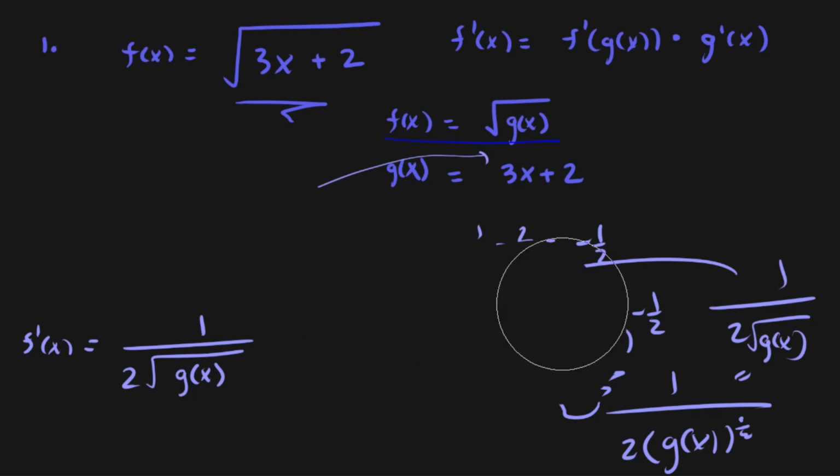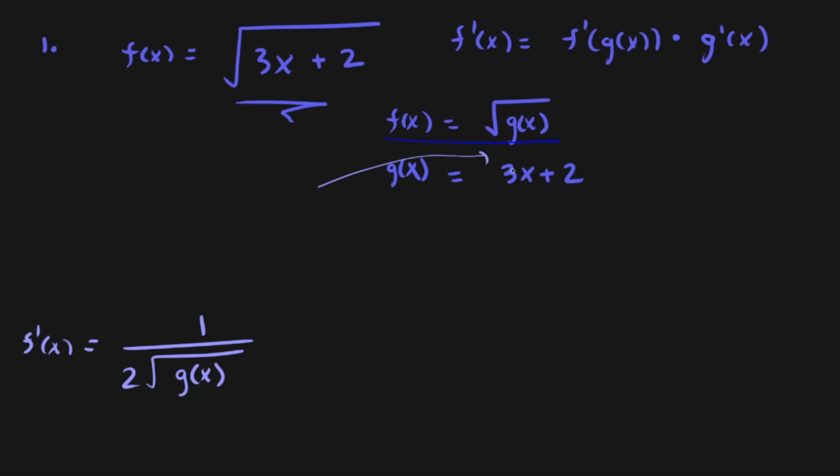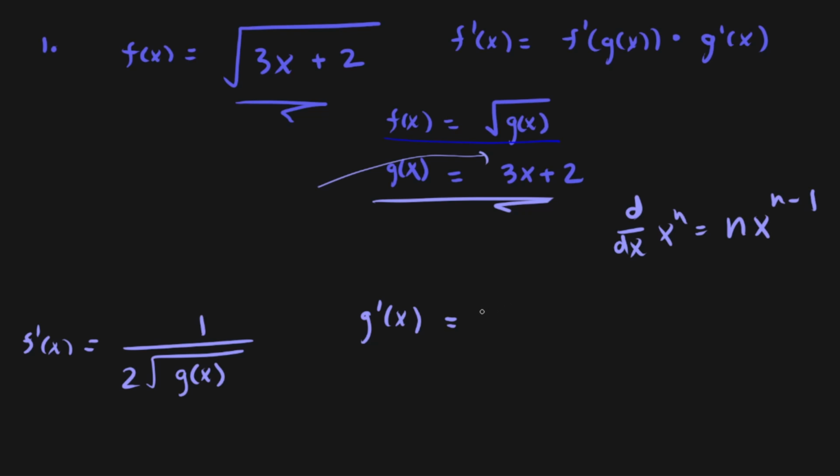Now let's take the derivative of g. So g prime, we just use normal rules for this. The derivative of x to the n power is equal to n times x to the n minus 1. So we have 3 times x to the 1 power, so we're going to have just 3, and then the derivative of any constant is 0.